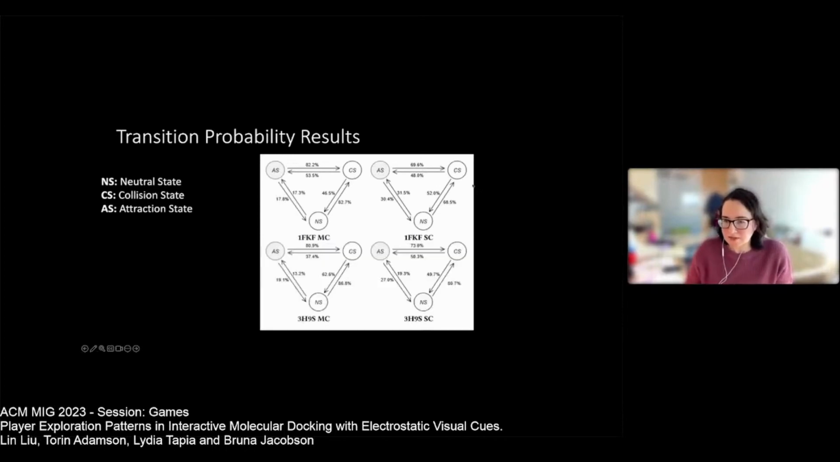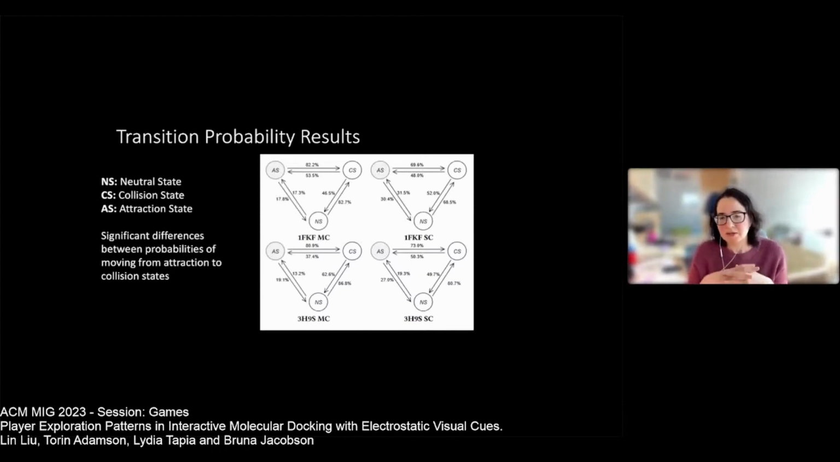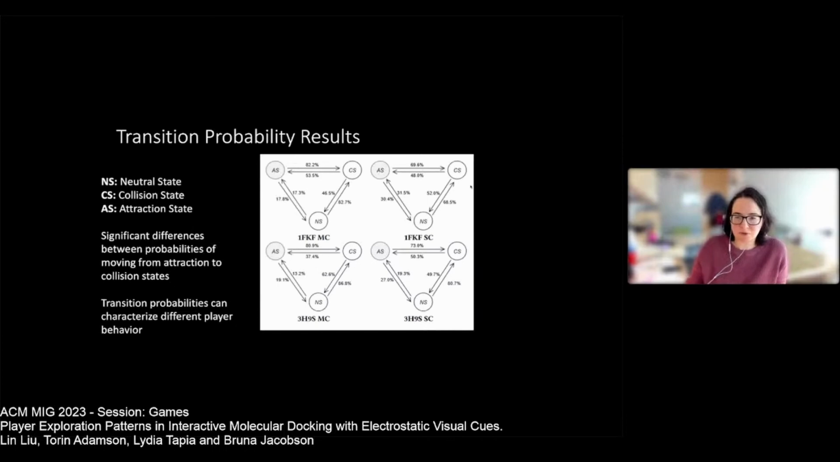We see similar trends in both molecules, which gives us an indication that it's not due to the molecule geometry itself, but actually the color may be making a difference here. So all these probabilities were statistically significant between the two conditions for each molecule. So we are concluding from this that these transition probabilities are in a way characterizing how players explore these different states and these different environments, and they are doing it in different ways.